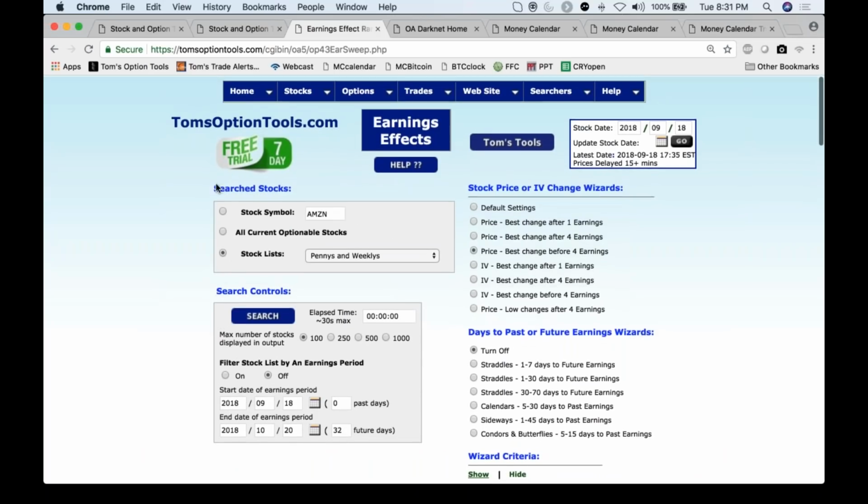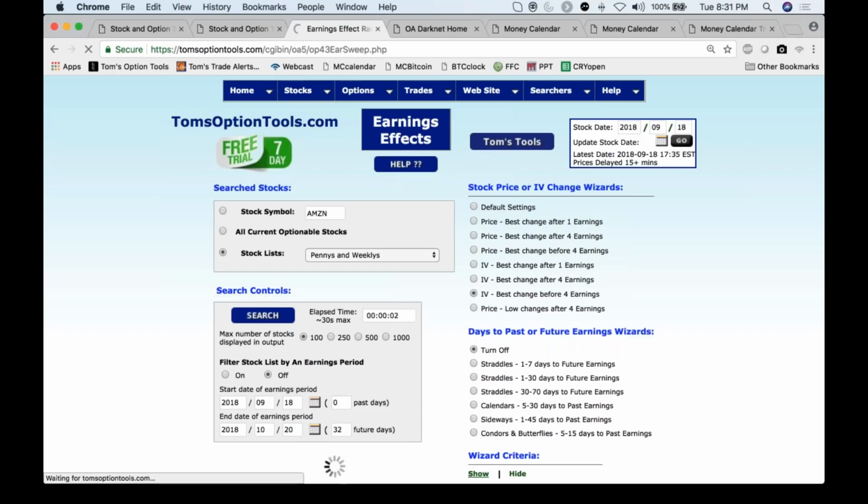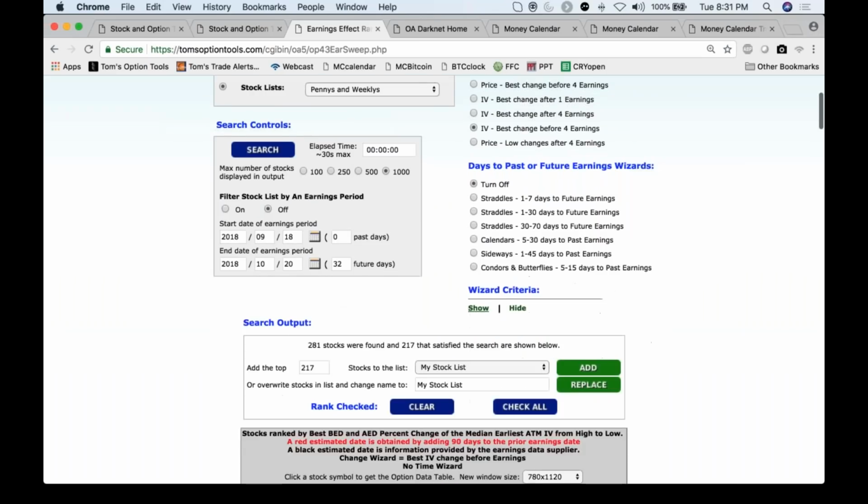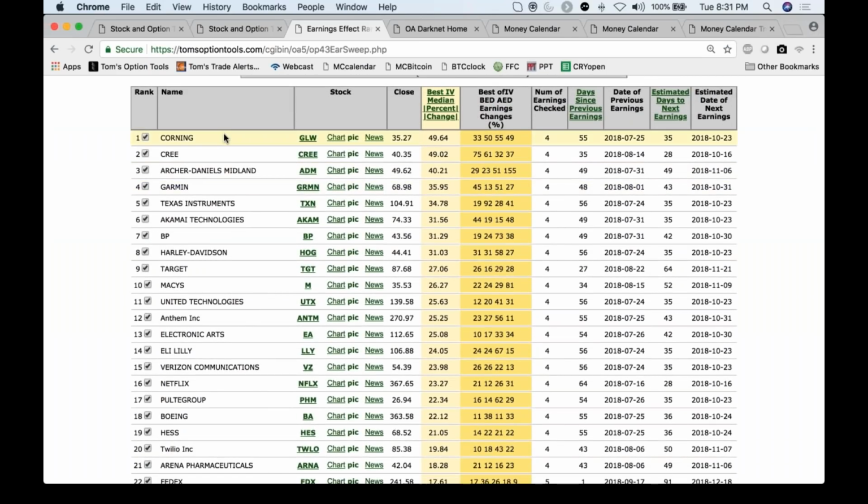But there's another way we can judge it too. We can look at IV, and let's see which stocks have the best implied volatility changes before 4 earnings. What we're looking at here is stocks where option prices actually increase as you get closer and closer to earnings. And here you go. It looks like Corning, GLW, has had an average implied volatility increase of nearly 50%. Cree is on here, Archer Daniels Midland, Garmin, Texas Instruments, etc.